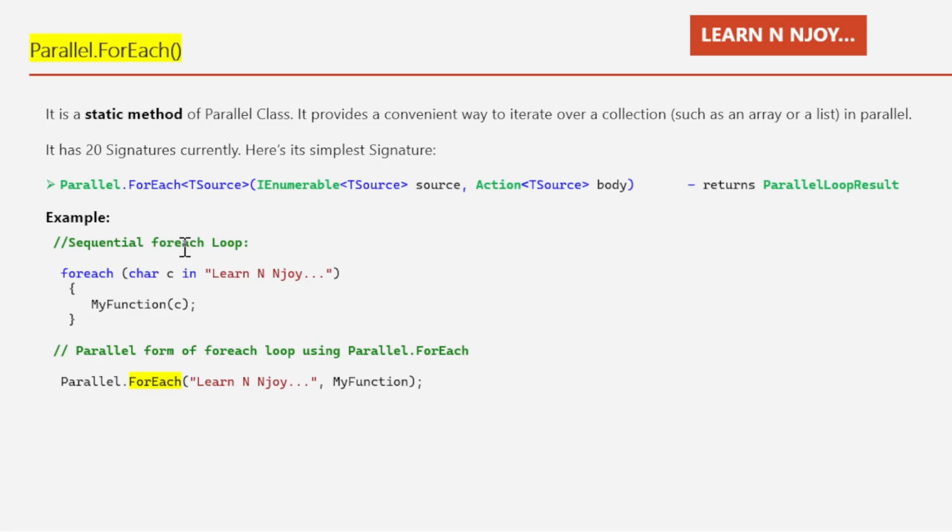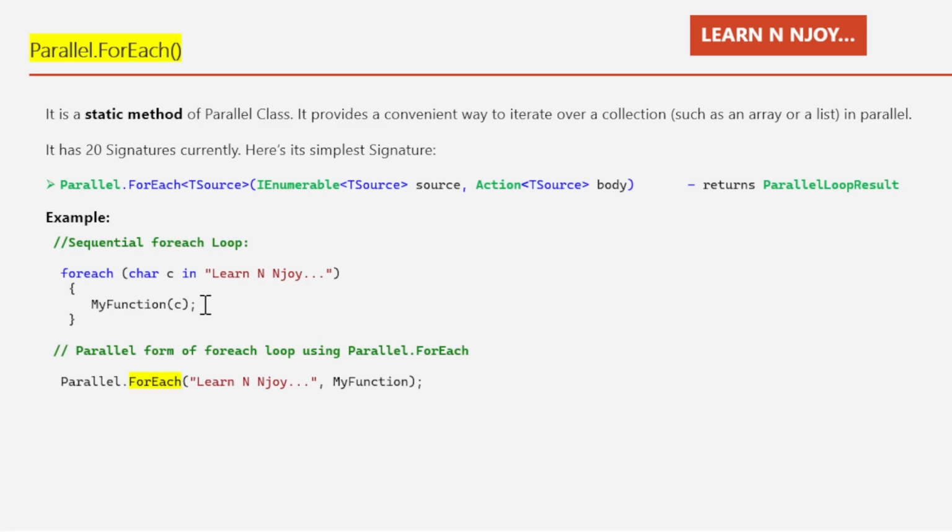Here, I have written a sequential foreach loop: foreach char c in "Learn and Njoy...". Then inside this foreach loop, I have written MyFunction(c). It means that each iteration executes one after the other in sequence. And if you see this statement, foreach char c in "Learn and Njoy...", this line initializes the loop. It iterates over each character in the string one at a time. In each iteration, variable c is assigned the value of the current character being iterated. Inside the loop, I have called MyFunction(c) for each character. So here, MyFunction represents some function or method that takes a character parameter c.